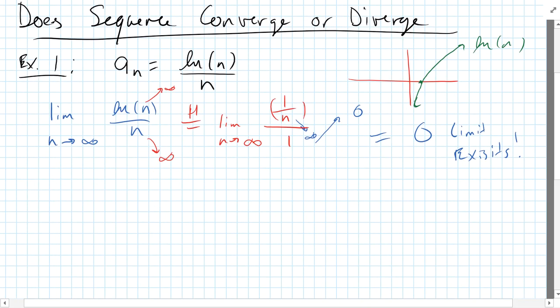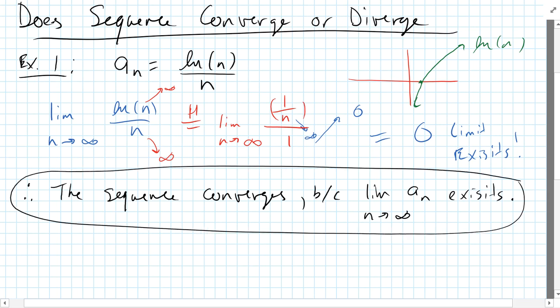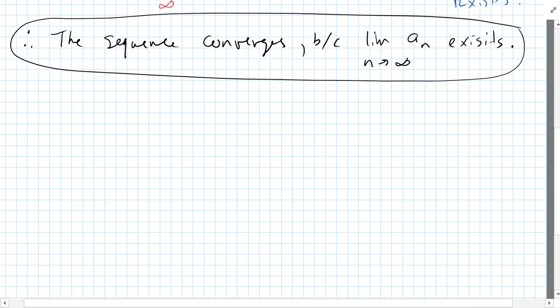So if the limit exists, then that sequence converges. Therefore, the sequence converges because the limit as n goes to infinity, as we have an infinite number of terms of subscript n, exists. And that's our answer, and it's how it's supported. Alright, well, this is why we needed L'Hopital's rule. This is why we need to understand limits.